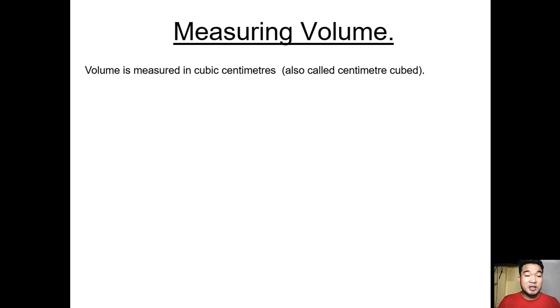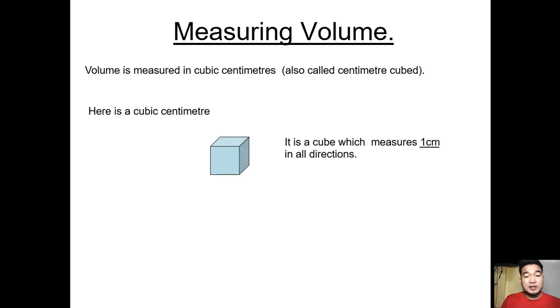Measuring volume. Volume is measured in cubic centimeters, also called centimeter cube. So kung kanina doon sa surface area, ang ating unit is always in square. Sa volume, it is always in cube. Here is a cubic centimeter. So it is a cube which measures 1 centimeter in all directions. Meaning, this is 1 centimeter, this is 1 centimeter, and this is also 1 centimeter. So this is a cube with a dimension of 1 centimeter.